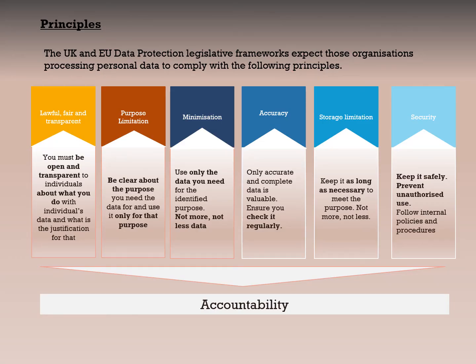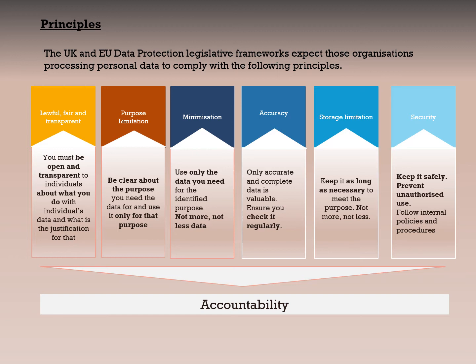So I highlighted at the outset that organisations are expected to comply with a range of principles from a data protection perspective. The UK and the EU data protection frameworks are identical. They consist of 6 principles, which then have this overarching principle of accountability. I'm not going to read word for word what's on here, but effectively, to process personal data, you need to be able to demonstrate compliance with each of these 6 principles.